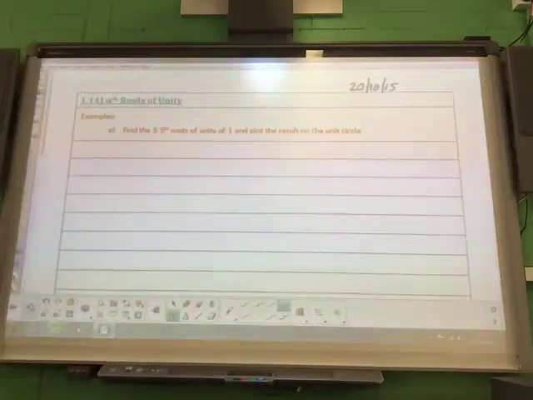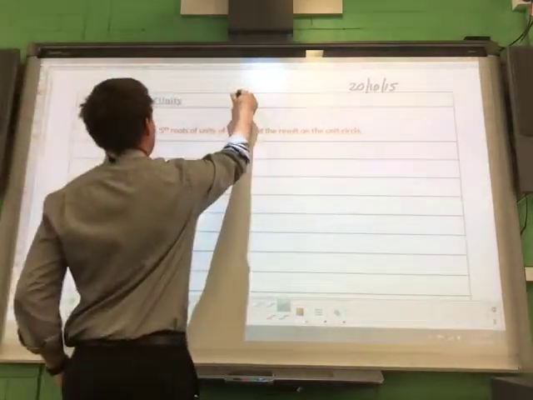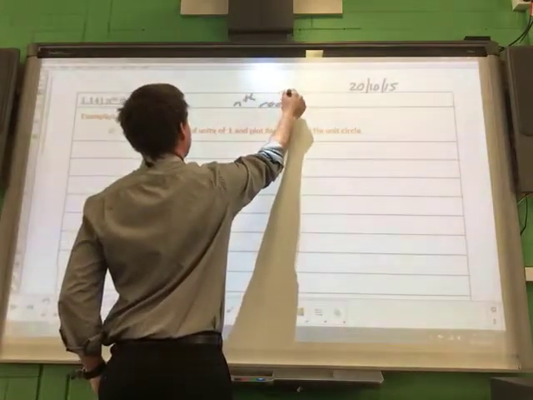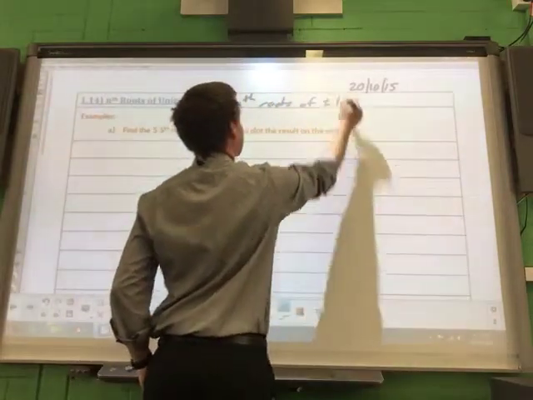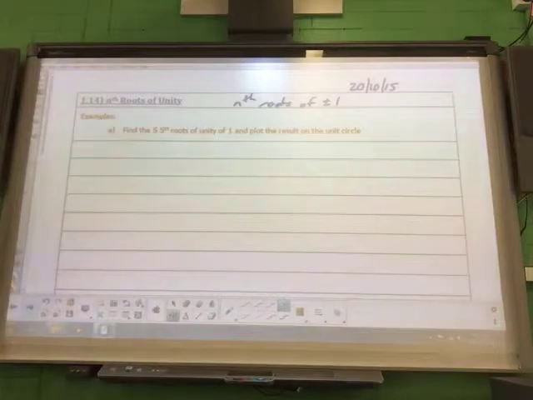nth roots of unity. So we're doing the same thing we just did. We just found the roots of a complex number. However, when we see the word unity, it's referring to the unit circle. So in other words, the modulus is 1. Okay, so that's what unity means. So we can have our solution find the nth roots of unity. So we're really finding the nth root of plus or minus 1, around the unit circle.